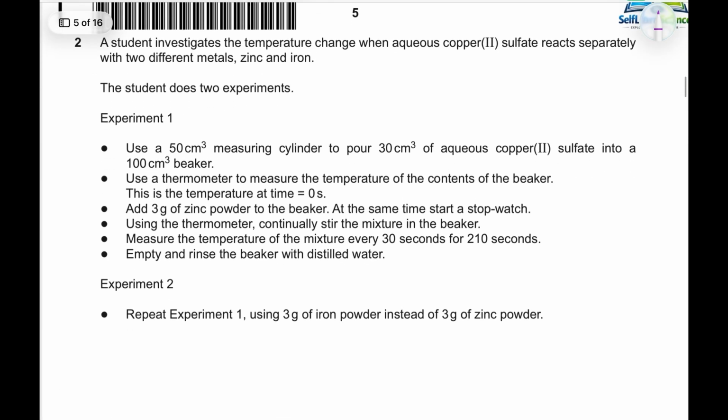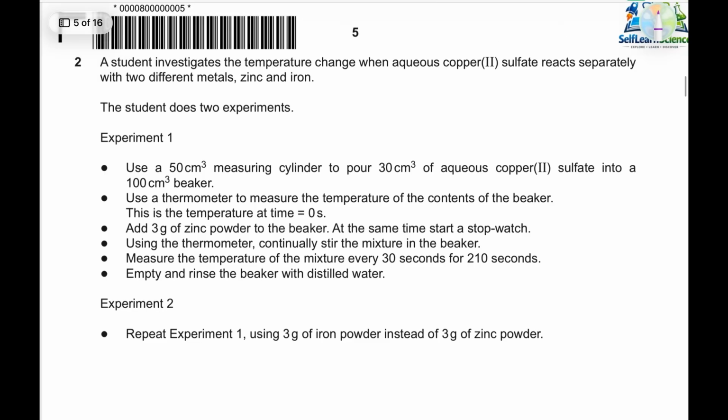Second question. A student investigates the temperature change when aqueous copper(II) sulfate reacts separately with 2 different metals, zinc and iron. So we are going to do an experiment which is based on temperature change, and it is done with 2 different metals, zinc and iron. So there are 2 experiments performed here.